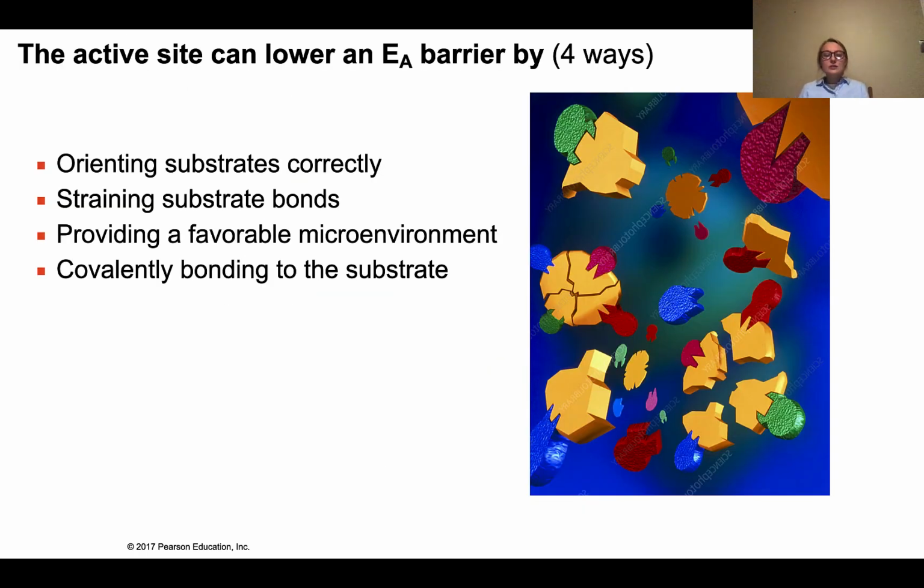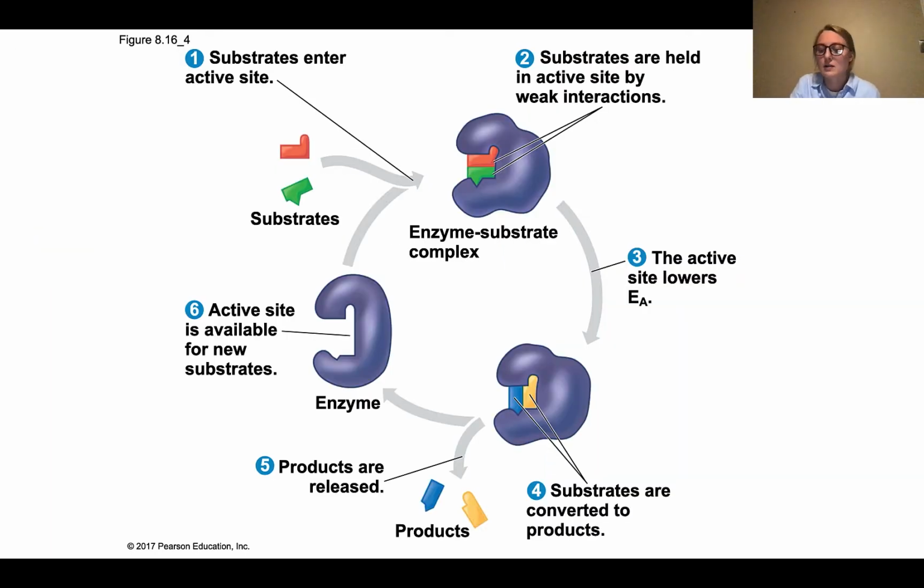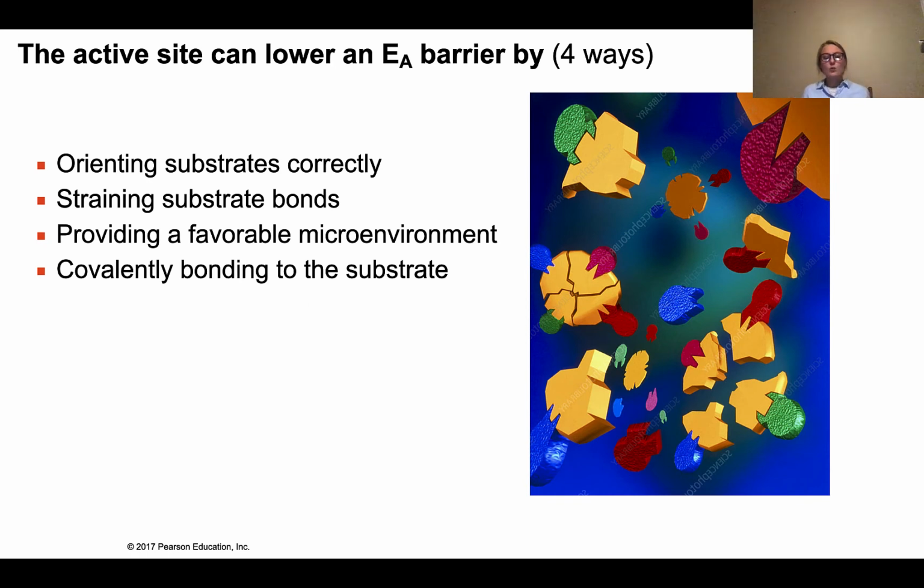But how does the active site actually lower this energy barrier? How does this third part of this reaction take place? Well, it can happen in 4 ways. So one is orienting the substrates correctly, making sure they're fitting into that specific position. We can be straining the substrate bonds, so that induced fit helps us contort those bonds into that transition state. The active sites also might provide a favorable microenvironment.